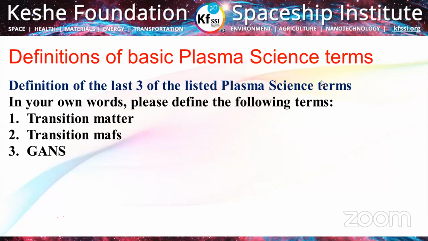Perfect. Let's now talk about transition matter, transition mass, or transition magnetic fields, and GANs. In your own words, please define these terms.